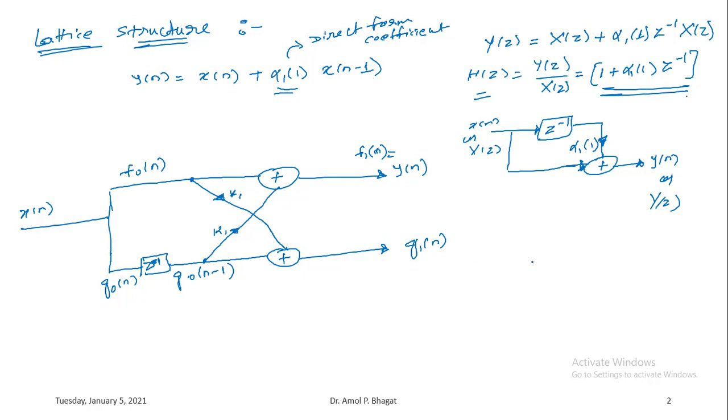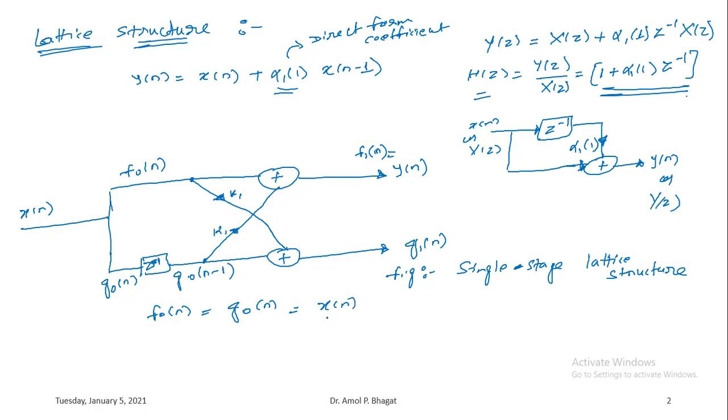So this figure indicates the single stage lattice structure. You can even write down these equations as represented here: this f0 of n, which is nothing but this g0 of n, which is nothing but your x of n.